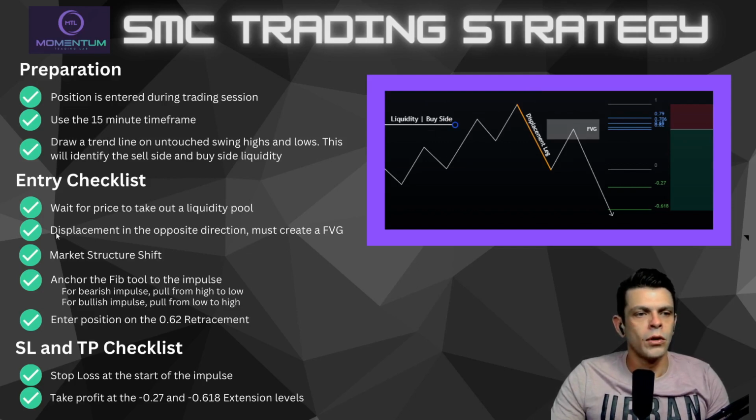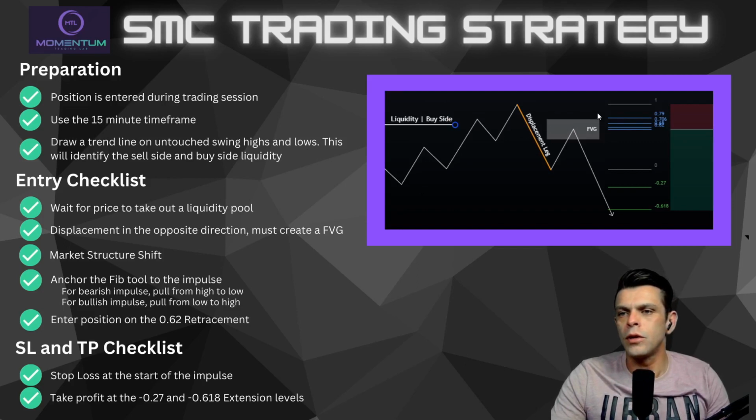Next up, we look for displacement in the opposite direction that creates a fair value gap. And this fair value gap must be confirmed on the 15-minute time frame. So if we look at this graphic, we displace in the opposite direction. We confirm a 15-minute fair value gap. And then next up, we need to see a bearish market structure shift for this example. So once you see the displacement leg, you want to confirm that it took out the previous higher low. That will tell us that we are shifting into a bearish market structure.